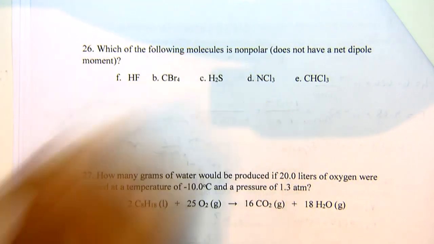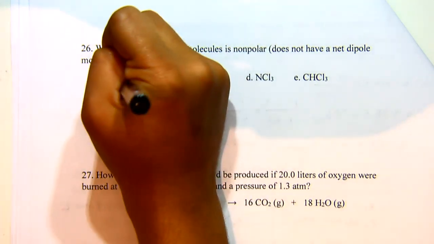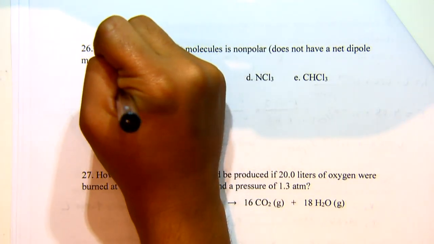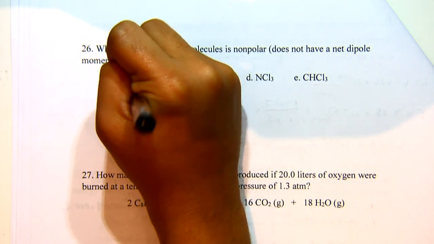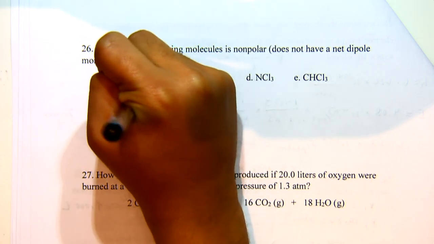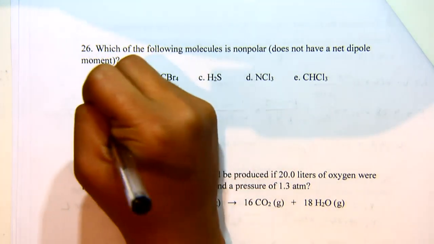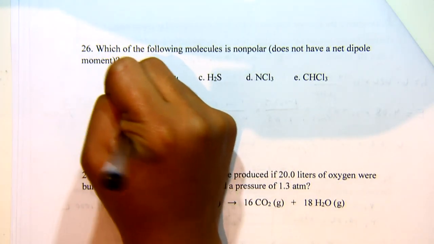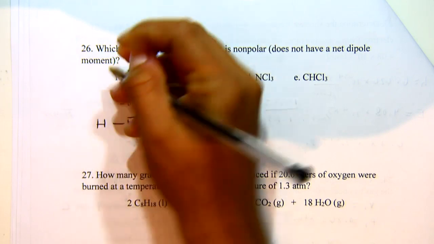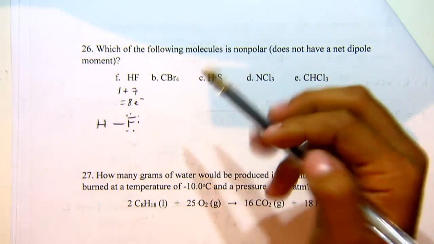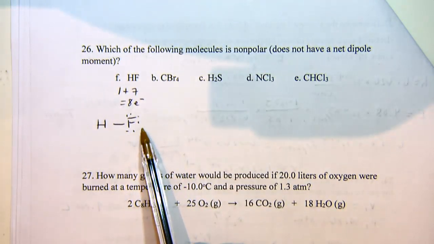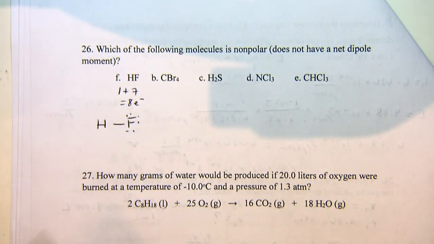So first off, we know HF is going to have 1 electron for hydrogen plus 7 valence for fluorine. So it's going to give us a total of 8 electrons. So when we draw our Lewis structure, it's going to look something like this, with fluorine having 3 lone pairs. So that gives us 1, 2, 3, 4, 5, 6, 7, 8 total electrons on here.